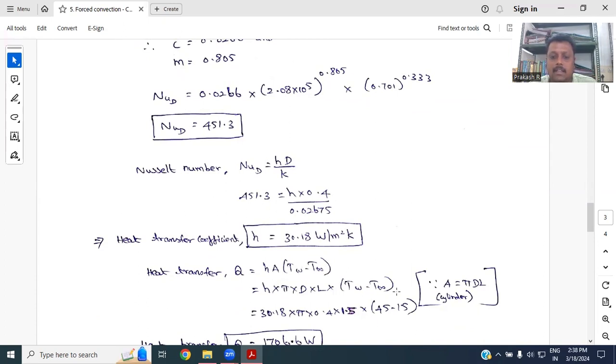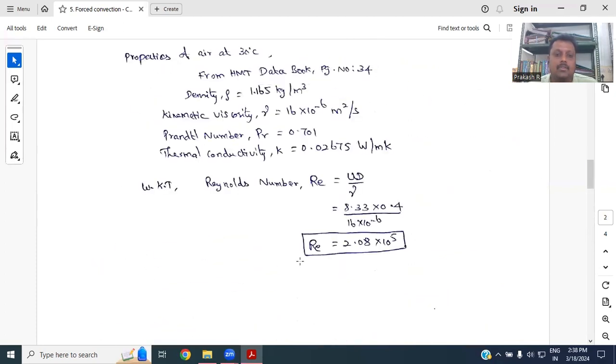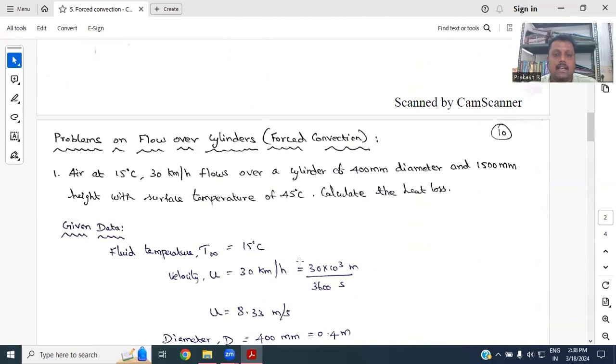Pi is the constant value 3.14. TW and T infinity are given in the problem data itself. Therefore, by substituting all these known data, the only unknown is Q. Therefore, Q is equal to 1706.6 watt, the heat transfer value for the cylinder, right? So this is the problem of cylinders.